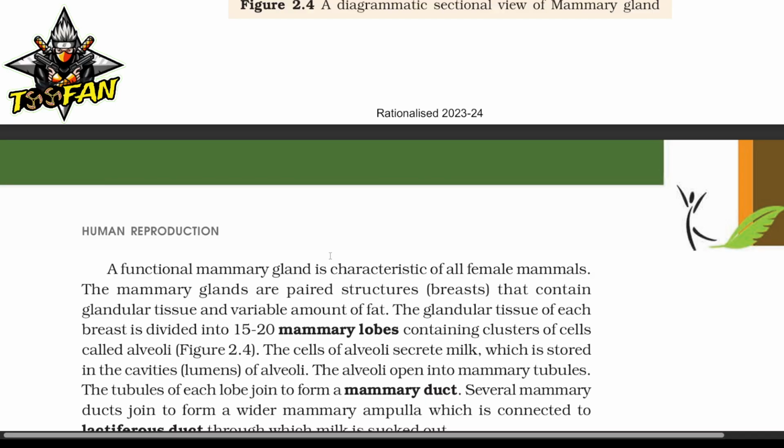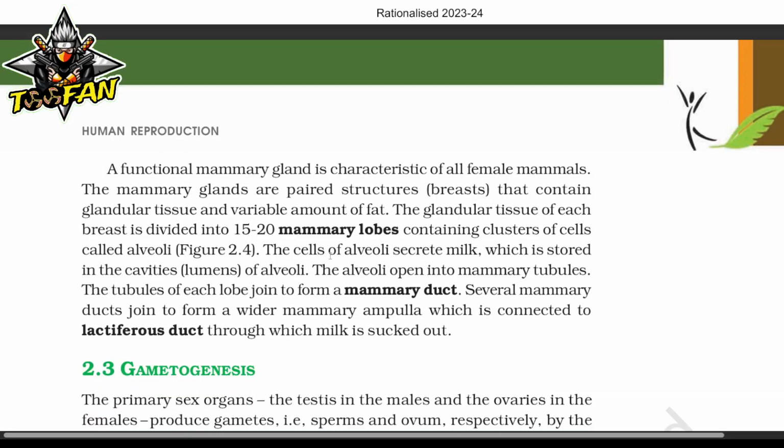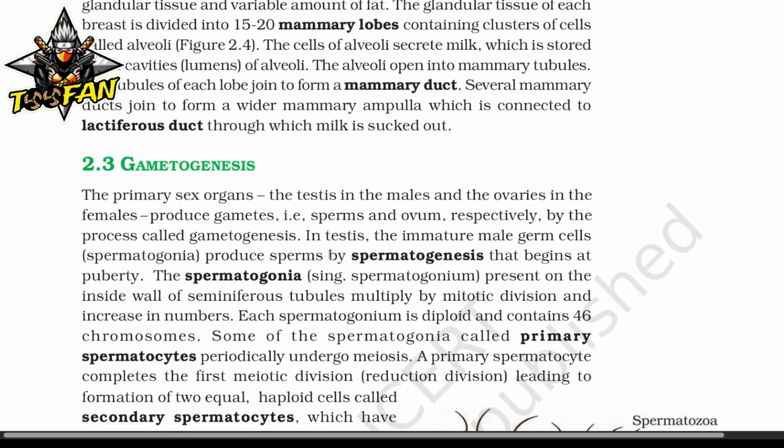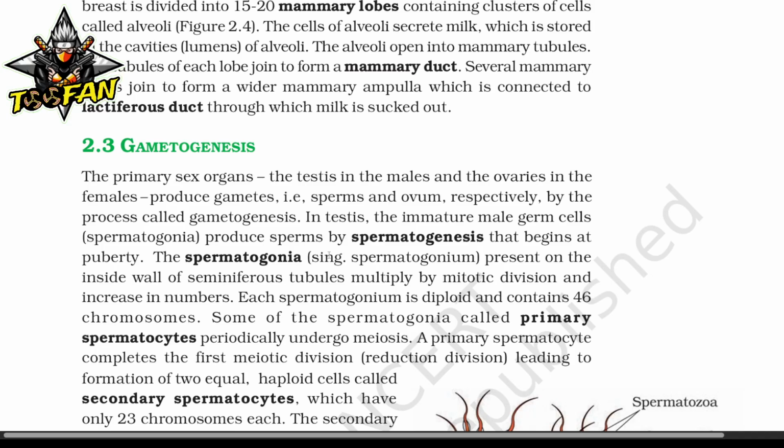The cells of alveoli secrete milk which is stored in the cavities (lumen) of the alveoli, and the alveoli open into the mammary tubules. The tubules of each lobe join to form a mammary duct. Several mammary ducts join to form a wider mammary ampulla which is connected to the lactiferous duct through which milk is sucked out. Now, gametogenesis.